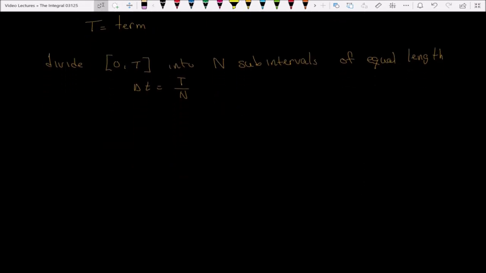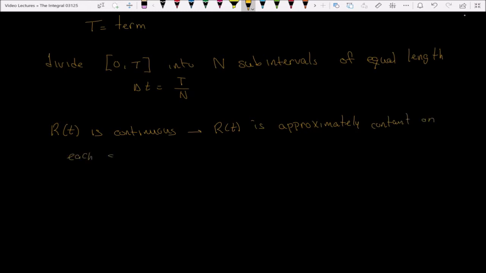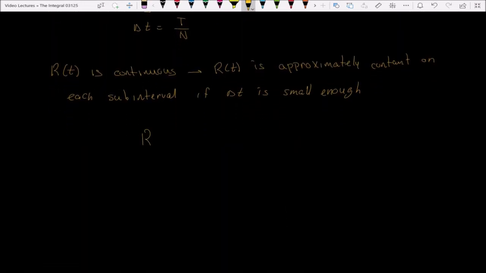Now, assuming that R is continuous, we can say that R is approximately constant on each subinterval if delta t is small enough. So for small enough delta t, we can treat R as a constant over each subinterval. So the income generated over the ith subinterval will be R of t sub i times delta t. And this is income generated over the ith interval.